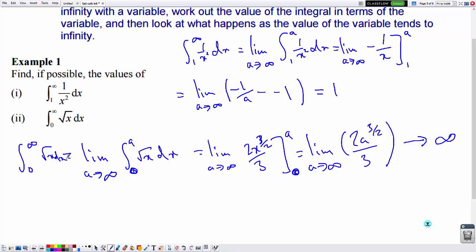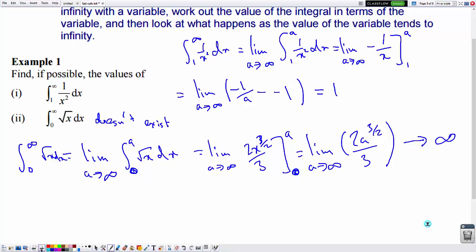So what you should say is this: this integral doesn't exist, or is undefined. So you say it doesn't exist. The first one did exist and it had a value of 1. This one doesn't exist. Notice I don't write equals. You can't. It's not equal to 1. This thing tends to infinity.